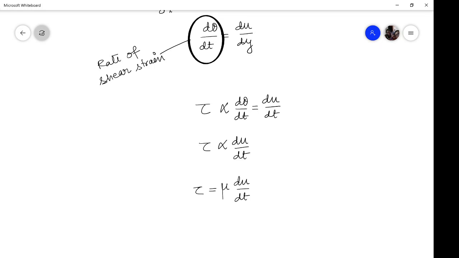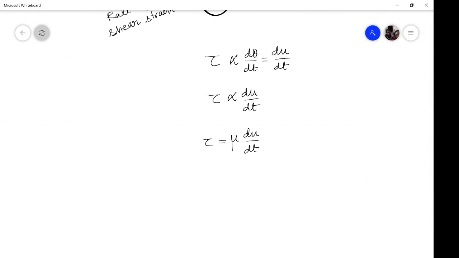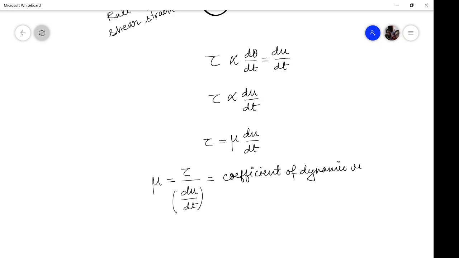you will be able to write this as tau equals mu times du by dy, and mu is a proportionality constant known as the coefficient of dynamic viscosity, which is represented as tau by du by dy. This coefficient of dynamic viscosity has a unit of, this is Newton per meter square, this is meter per second, this is second, so it is Newton second per meter square.